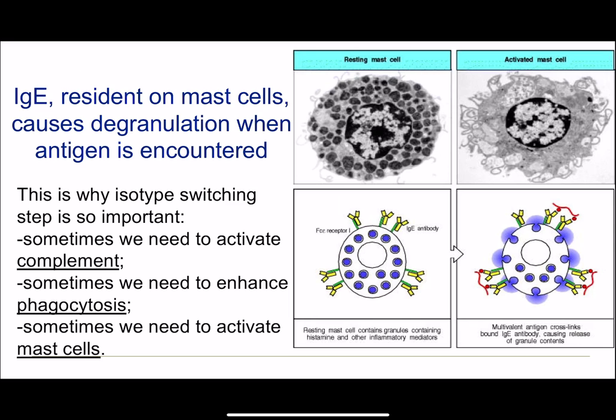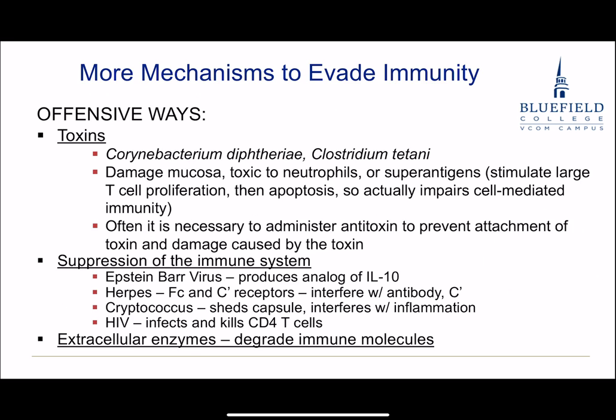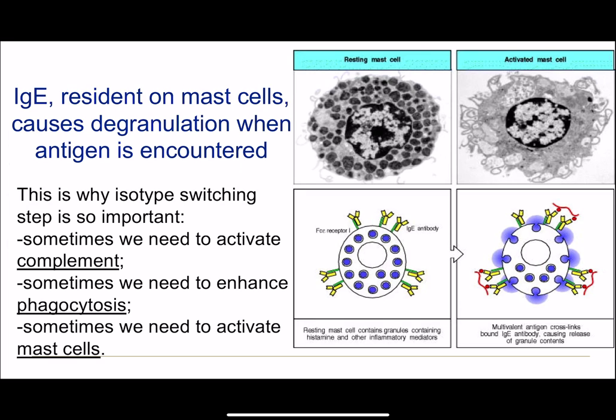Then those plasma cells that aren't needed anymore just die by apoptosis, save a few memory cells for the next time. Okay. And IgE, I just put this in here as kind of a special case.